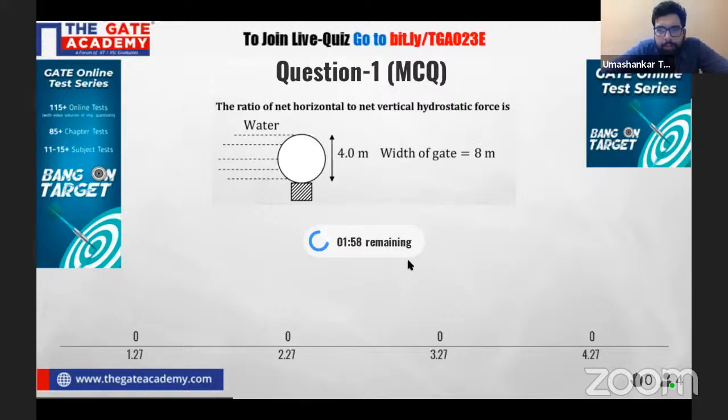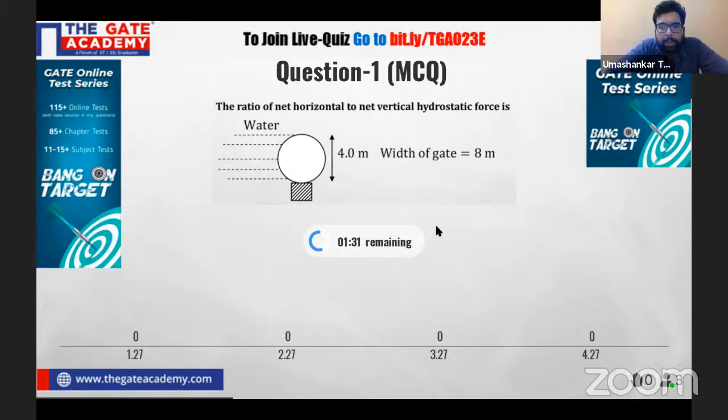On a curved surface, we know we have a horizontal hydrostatic force and a vertical hydrostatic force. In this question, you have to get the ratio of the net horizontal to the net vertical hydrostatic force. We have to calculate that.